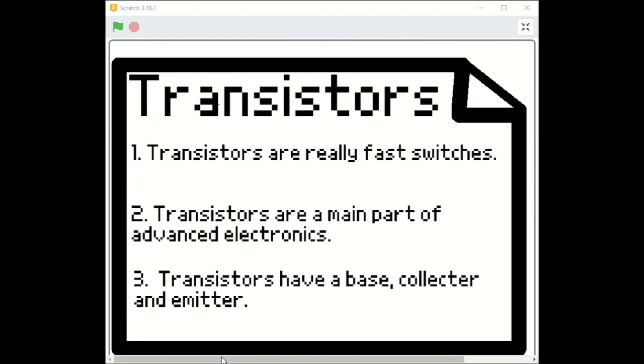Alright, now let's look at our points. 1. Transistors are really fast switches. 2. Transistors are a main part of advanced electronics. 3. Transistors have a base, collector, and emitter.